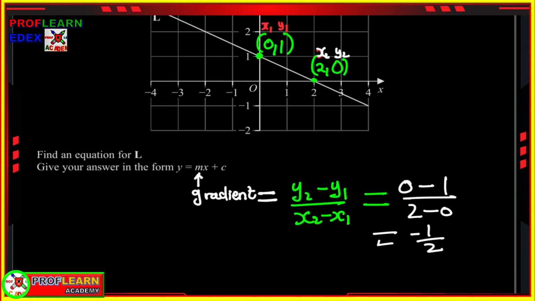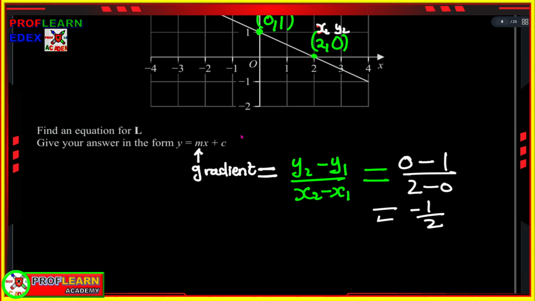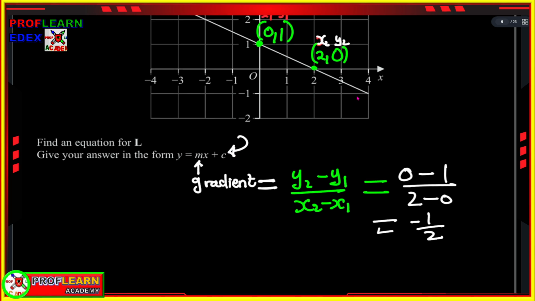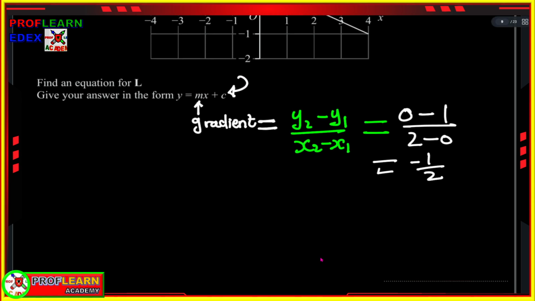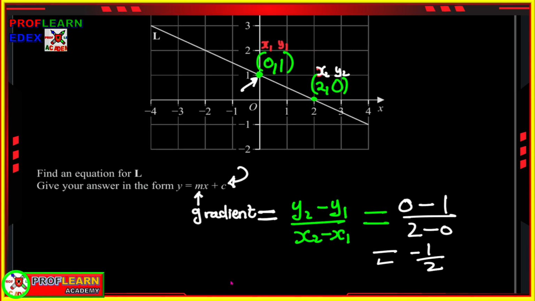That's the gradient. Then in order to state that equation, we also need the y-intercept. And the y-intercept, from the graph, we can see the graph is cutting the y-axis at this point, which is 1. So we can therefore say the equation of the line becomes y is equal to minus 1 over 2 x plus 1 as the equation of this line L. So basically that's what we shall do in order to work it out.